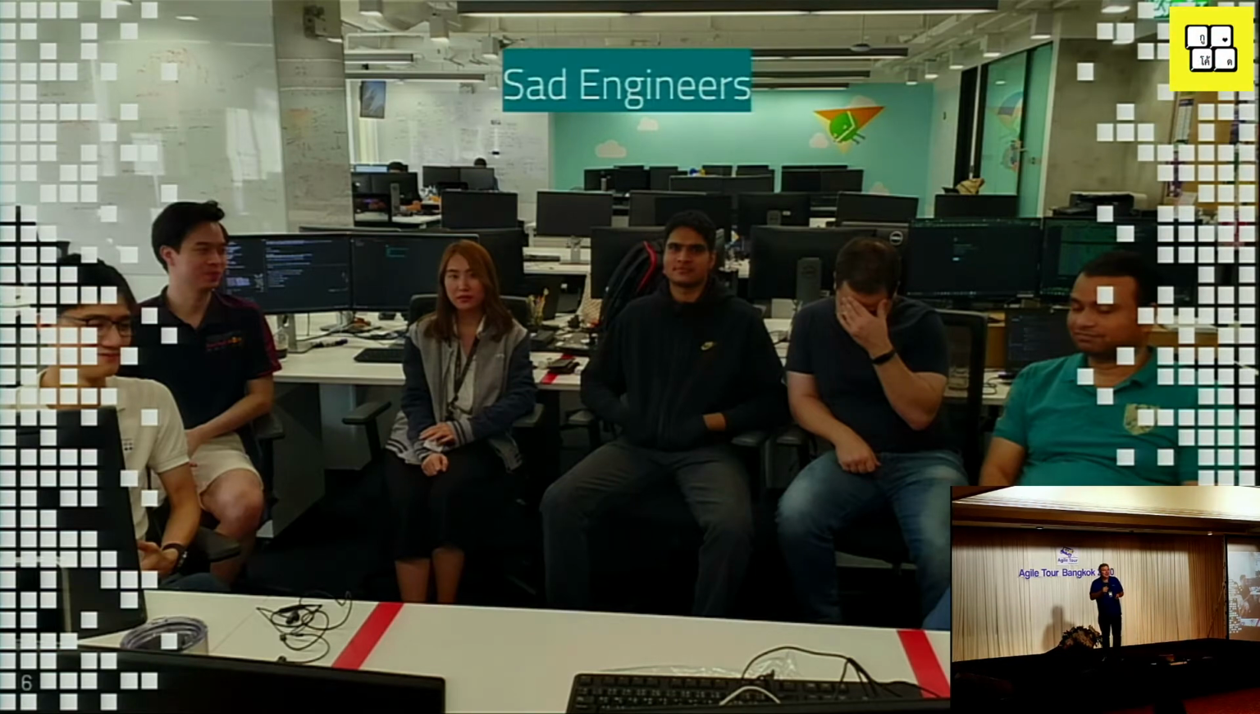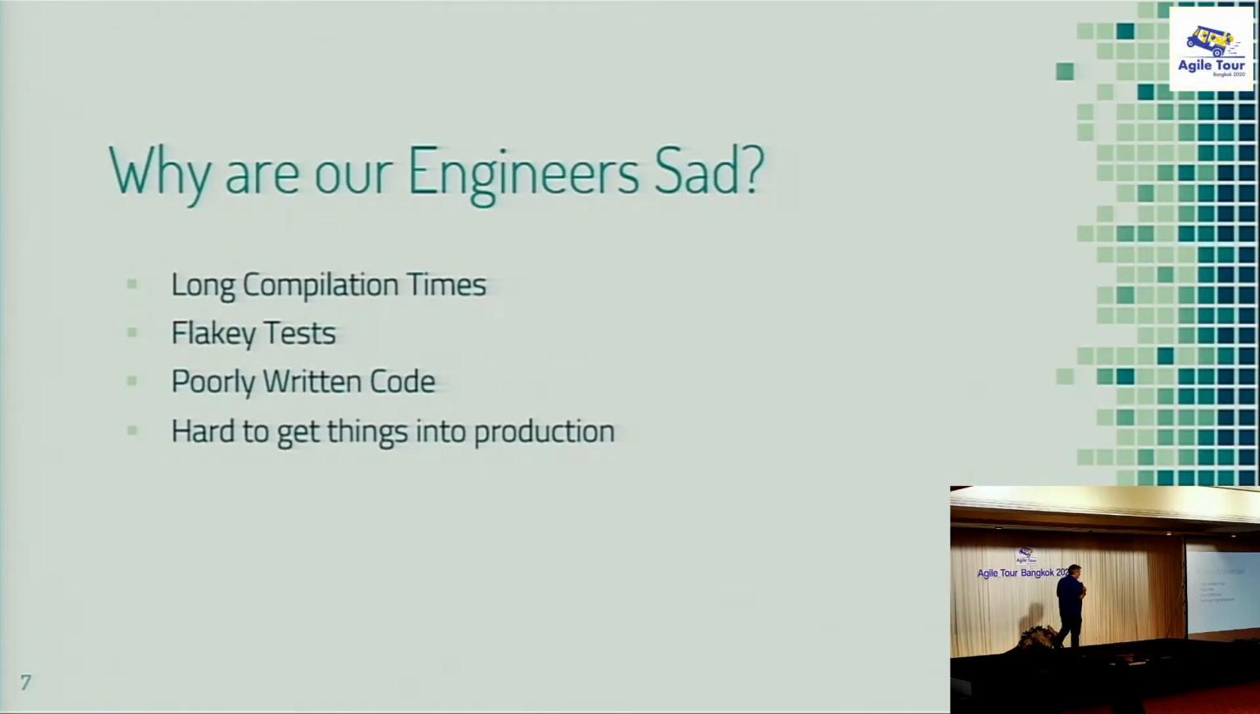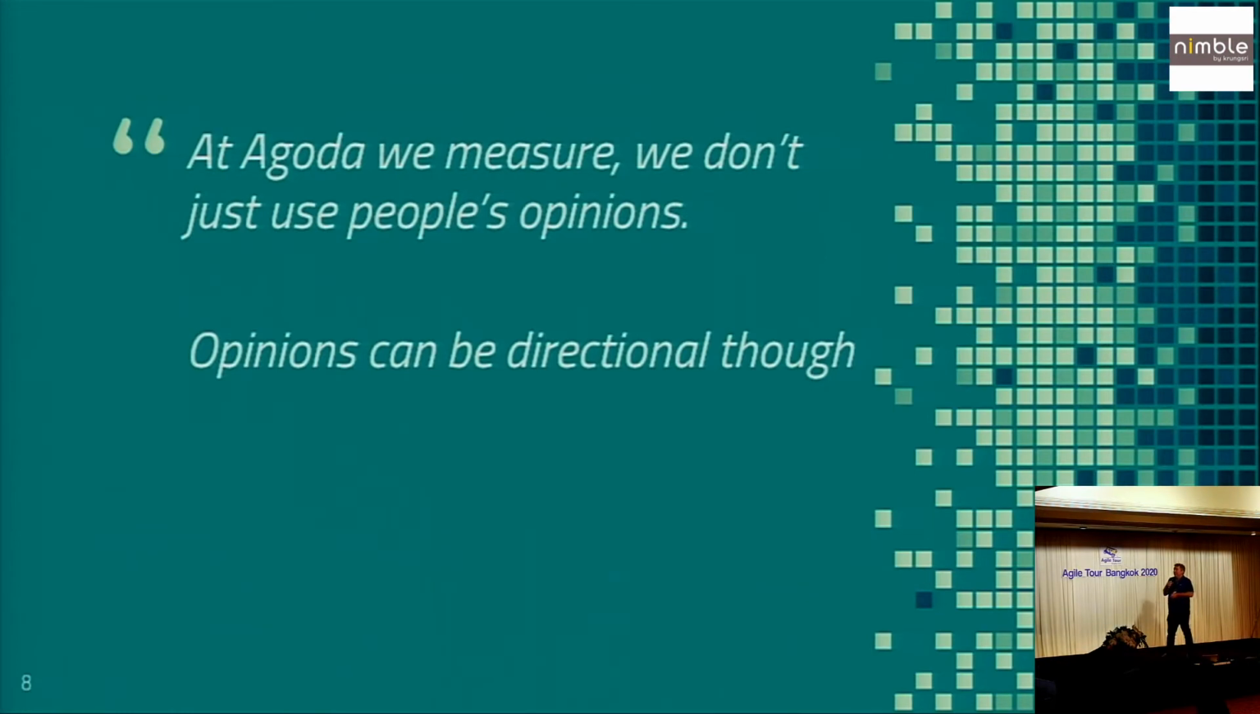Again, we like to make our engineers happy, but first we have to understand why they're sad. Based on the survey data and the conversations we had, it was pretty much similar things in a lot of the projects: long compilation times, flaky tests, poorly written code, hard to get things to production. Similar kind of theme of the complaints. But at Agoda, we don't just use people's opinions. We like to collect actual data that we can measure, so that we can experiment with things, we can measure our success properly, and also it helps us prioritize to make sure we get the right things done first.